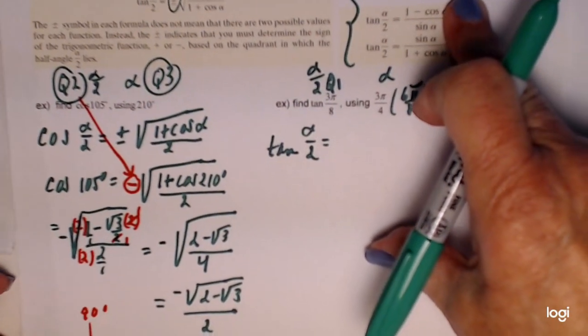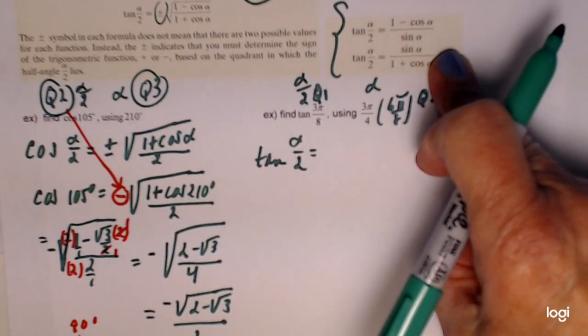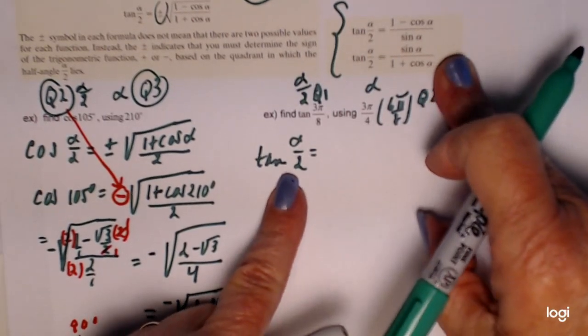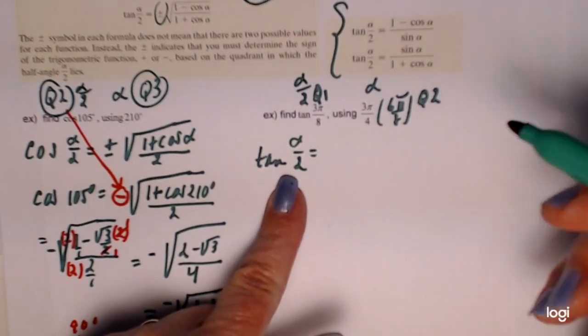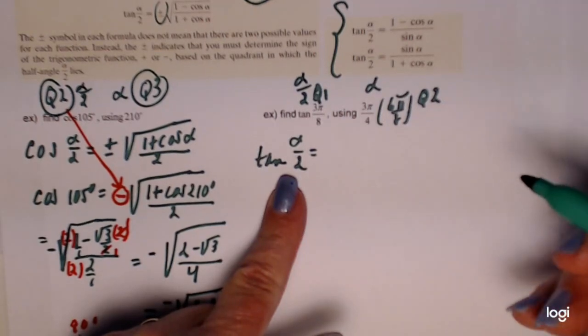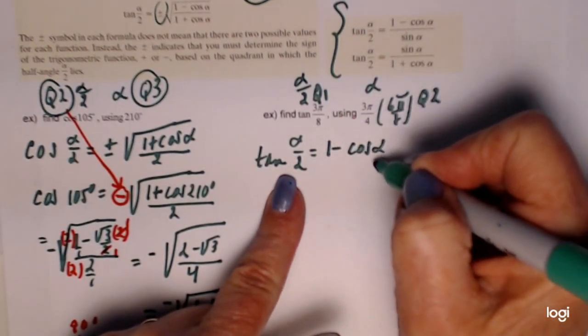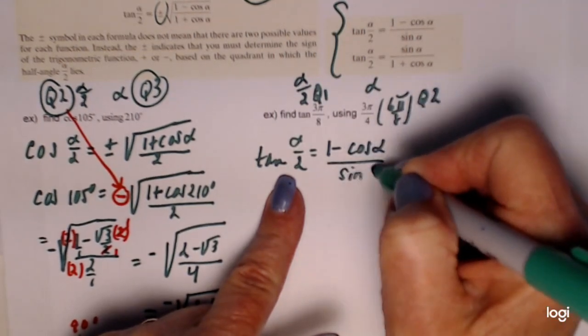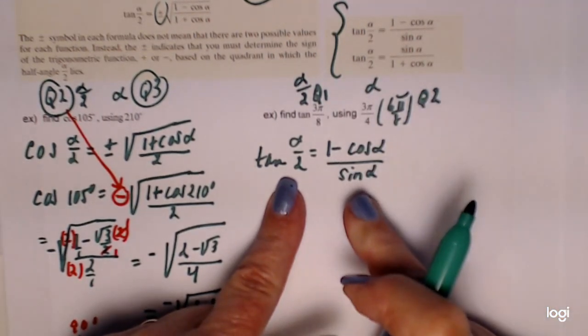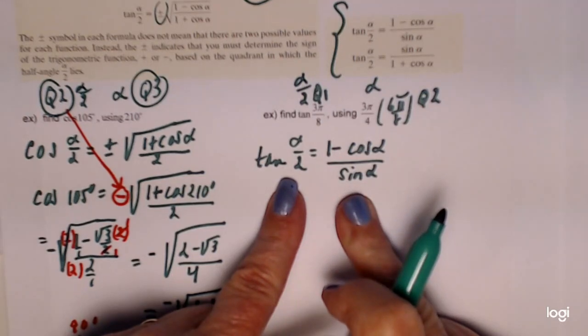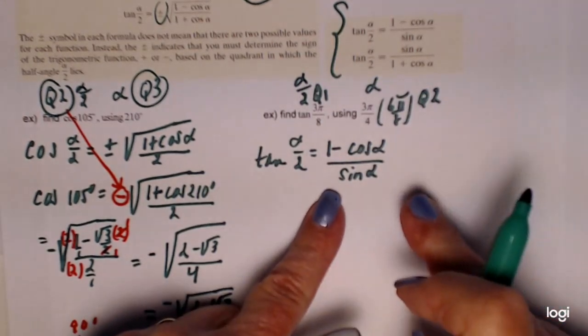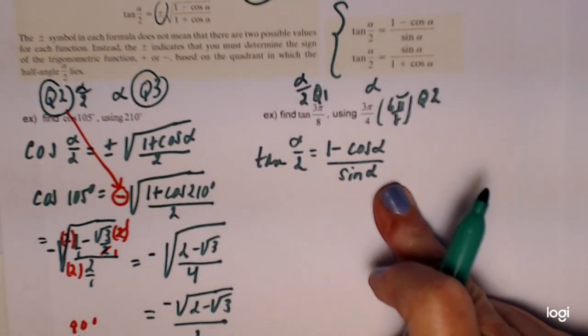We might have to rationalize anyway, but this one is looking a little less intimidating to me. So I'm going to use that. You can use another one if you prefer. So now we have 1 minus the cosine of alpha all over the sine of alpha. So here is the formula we're going to use. And now we can see we're going to need to find the sine and cosine.